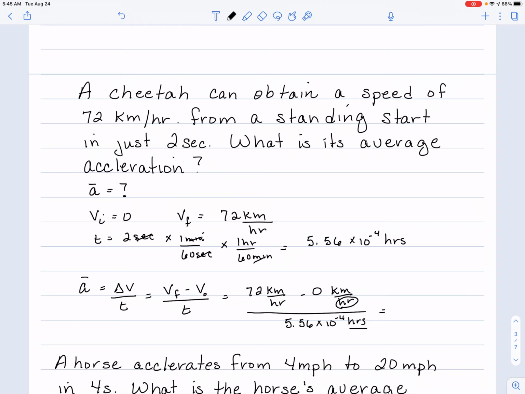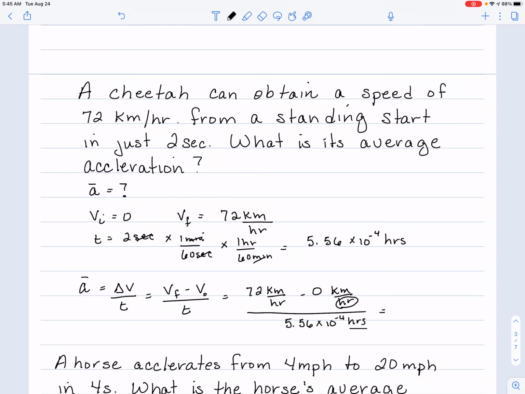So when we plug that into our calculators, our final answer is going to come out to be 1.3 times 10 to the 5th kilometers per hour squared as our acceleration. Okay, let's look at another one.